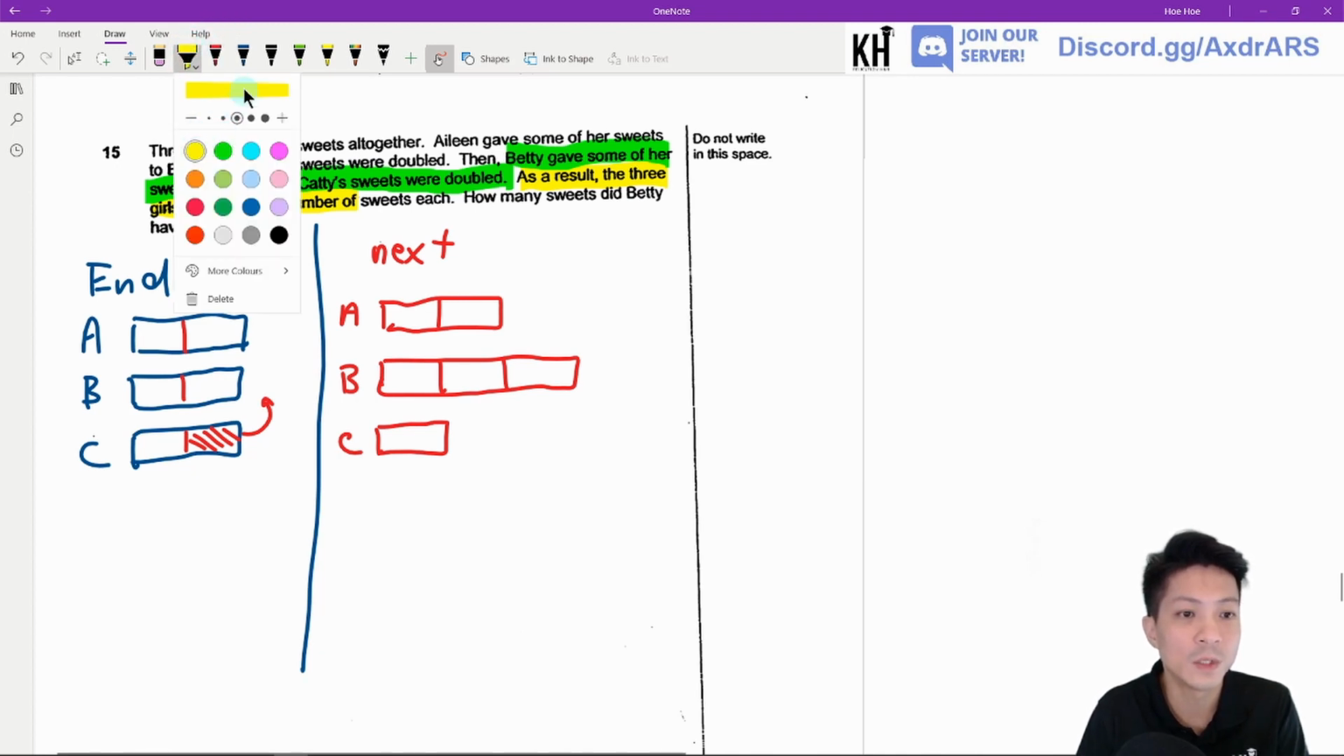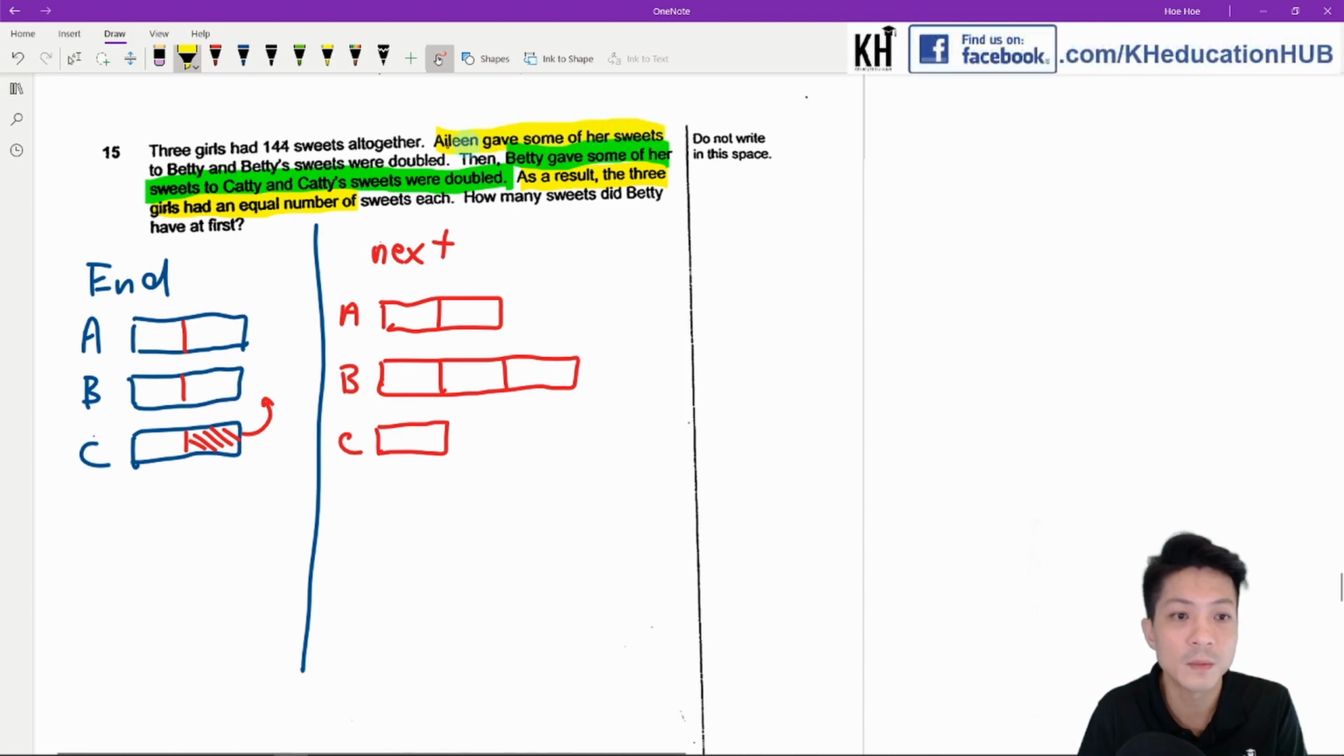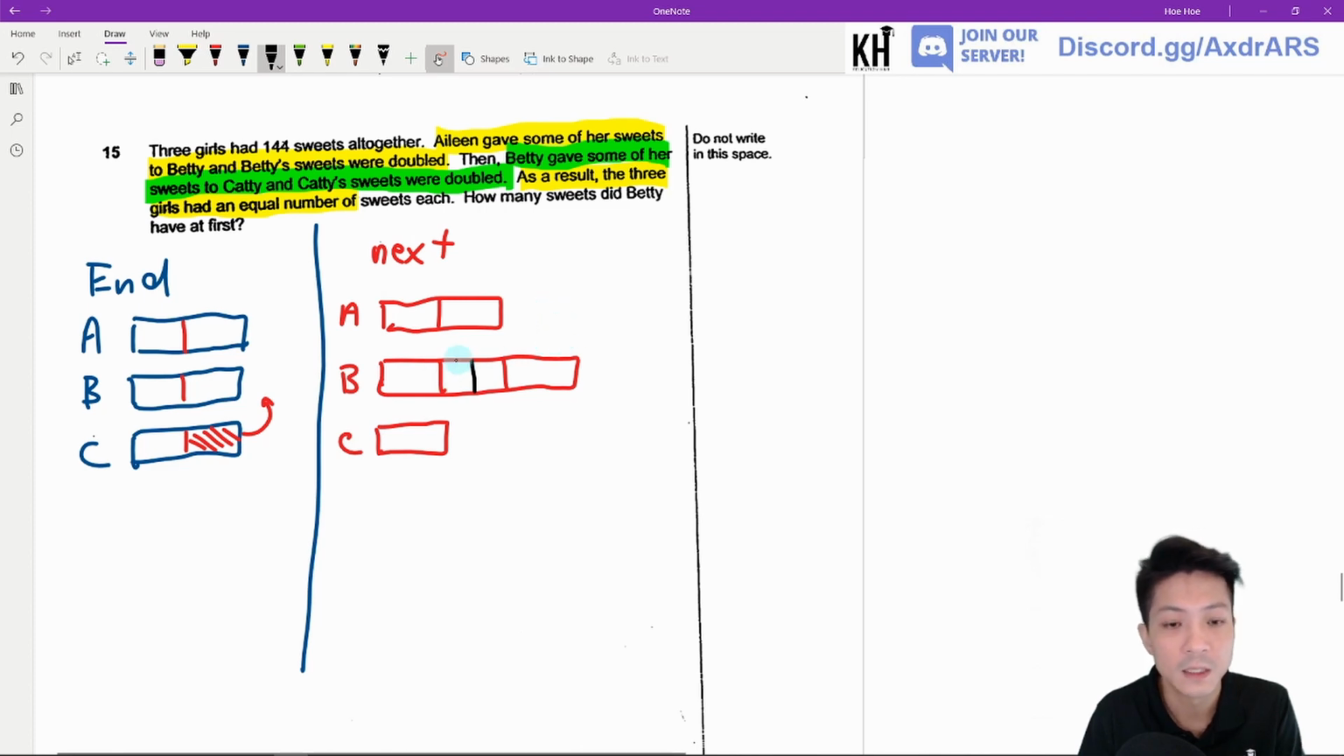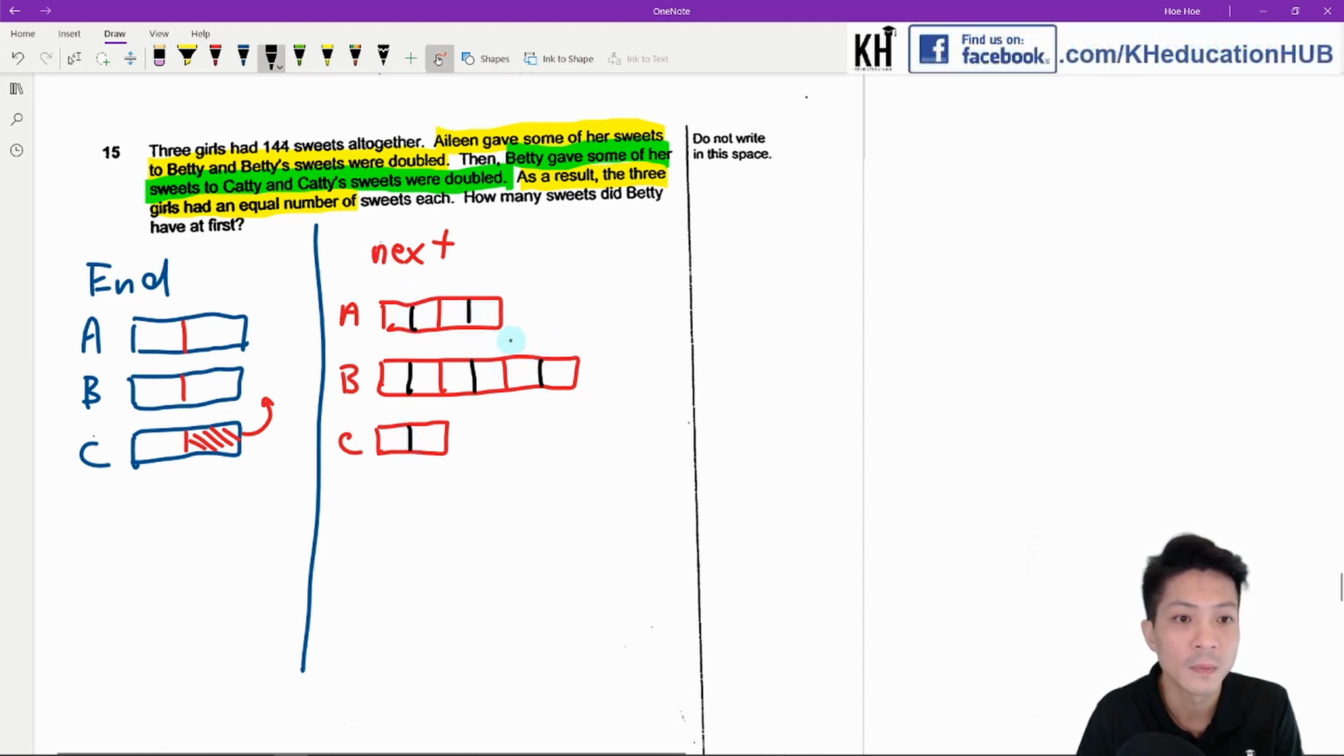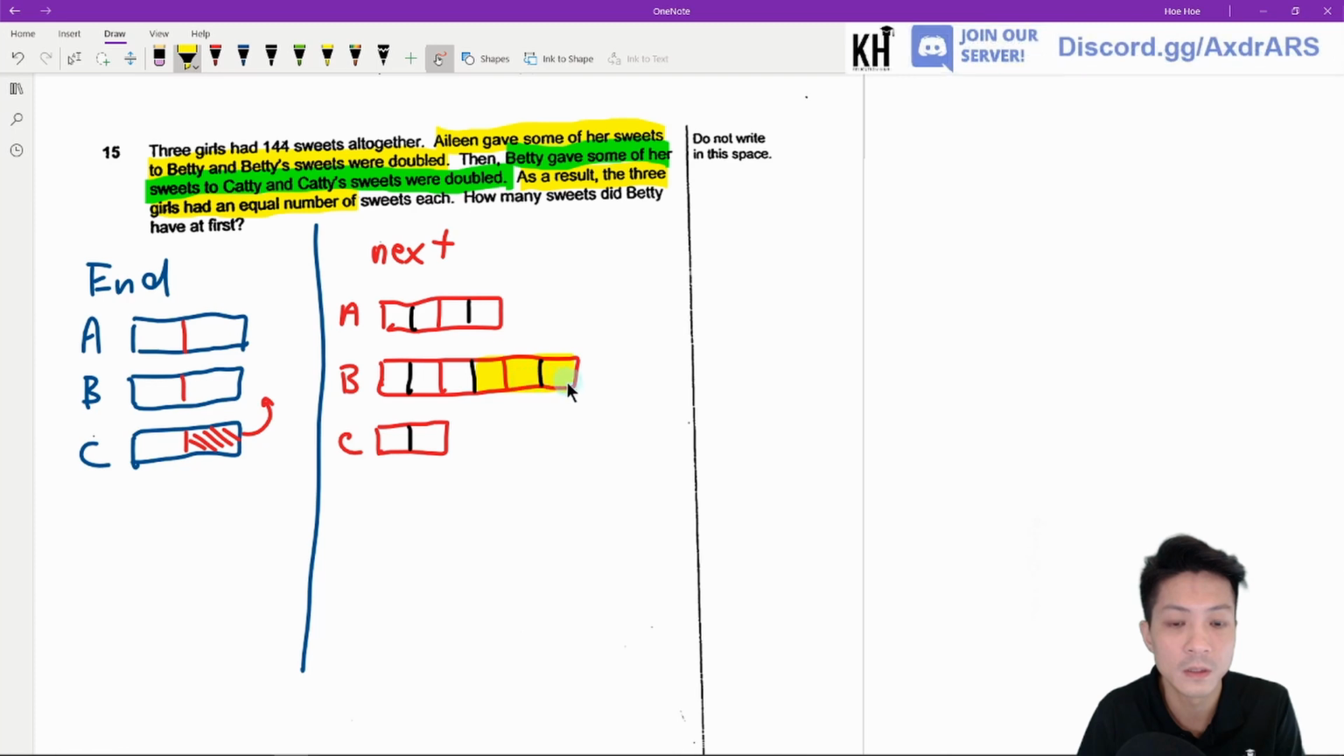Okay, so we're going to work backwards again. Eileen gave some of her sweets to Betty, and Betty's sweets were doubled. So now I need to return half of Betty's sweets to Eileen. If I cut this into half, that means everything else I need to cut into half. So this is the part that needs to be returned.